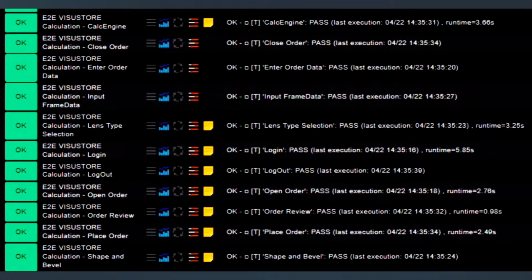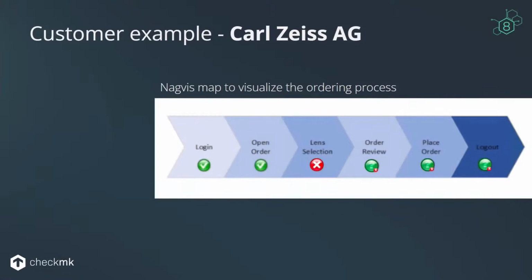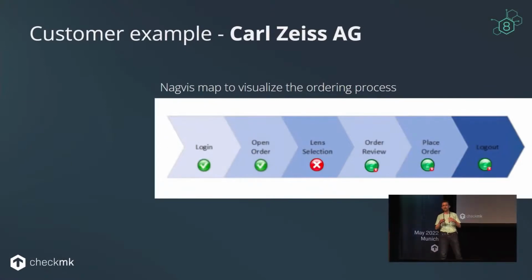The Checkmk UI doesn't represent the dependencies of these single services very nicely, because this is an alphanumeric sorted table, and this is why Zeiss has built a nice Nagvis map to visualize the steps, and it looks like this. On this map, they see at a glance how the ordering process is working and if it's okay.